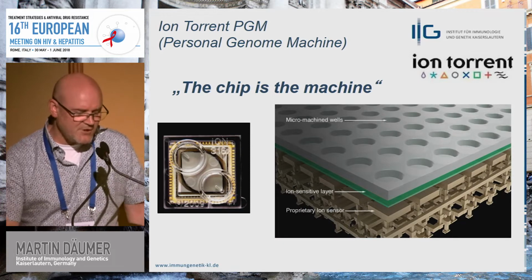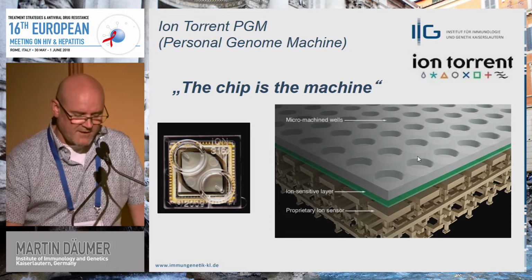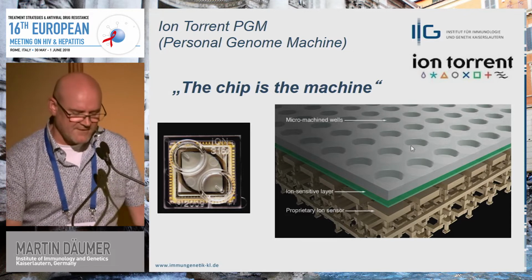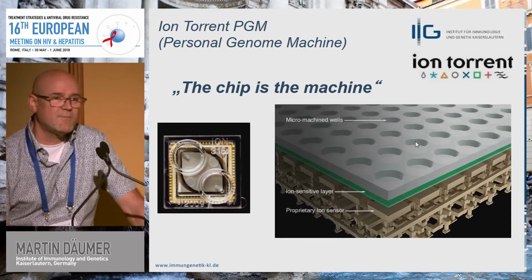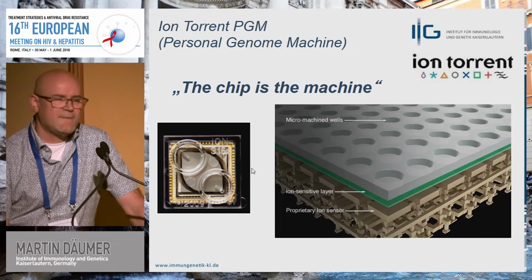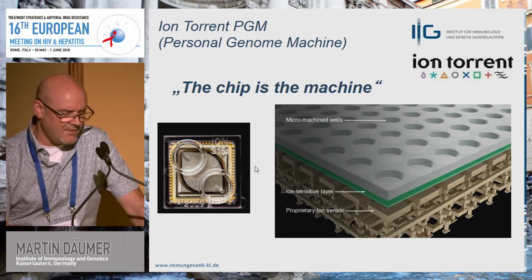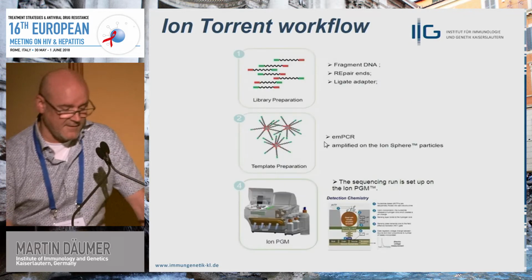So the Ion Torrent PGM machine is based on a semiconductor chip right here with about several 100,000 of cavities where the sequencing process itself takes place. And this is the chip here, and I think the newest one is the 318 chip, providing you with up to 2 gigabases in output.